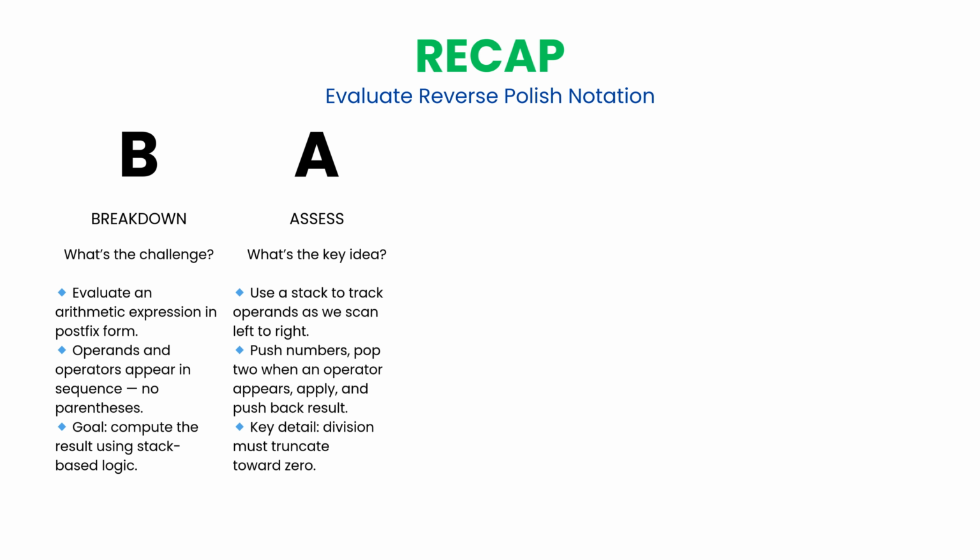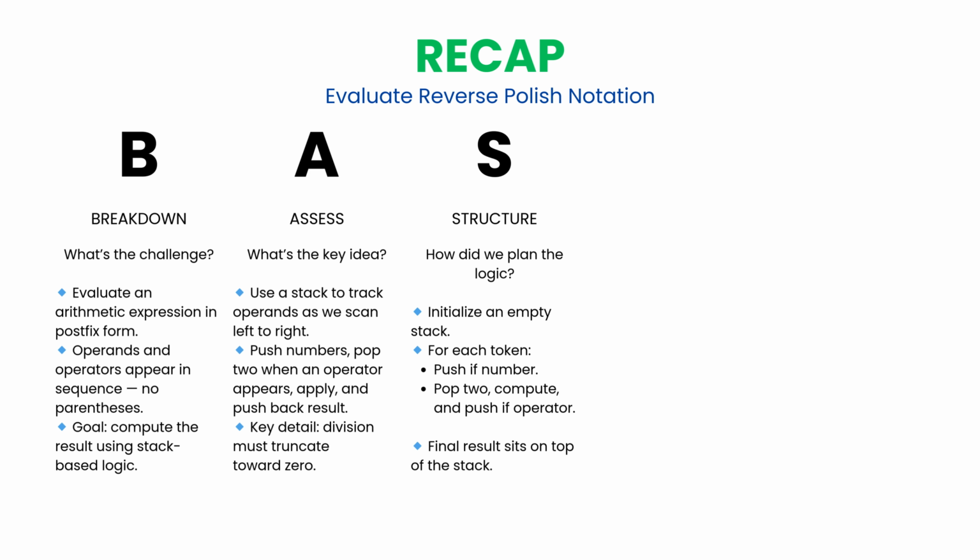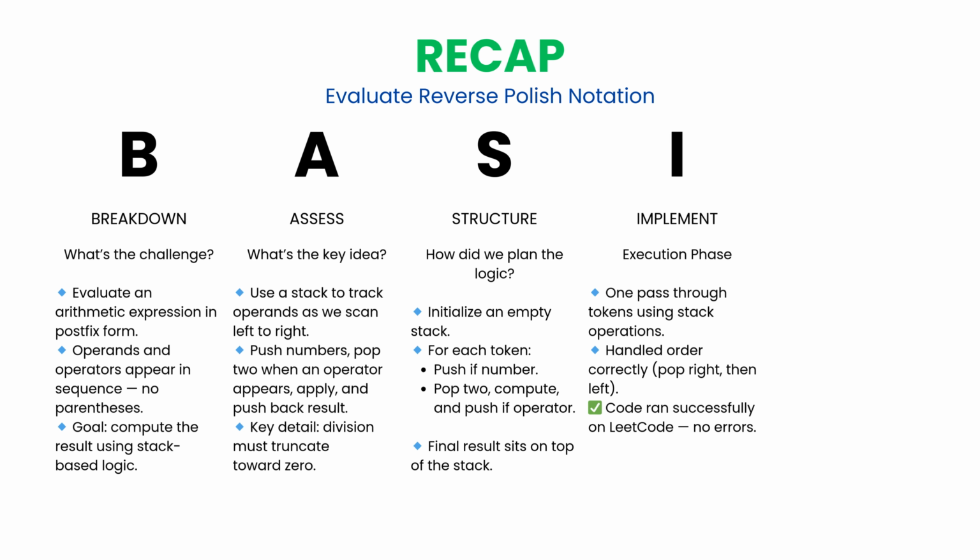Here's the logical plan. Initialize an empty stack. For each token, if it's a number, push it. If it's an operator, pop two numbers, right then left, compute, and push the result. At the end, the single value left on the stack is the final answer. We followed that flow precisely. One stack, one pass. The operations handled correctly, especially division truncation.